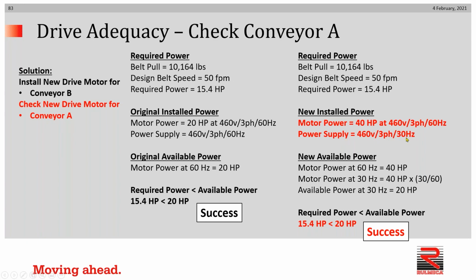Let's see what motor power is available to us in this case. It's designed to provide 40 horsepower when running at 60 hertz. The power available when running at 30 hertz is 40 times 30 divided by 60, or 20 horsepower. So the available power when driving the conveyor at a slower belt speed is 20 horsepower. This exceeds the required power of 15.4, and the application will be a success.